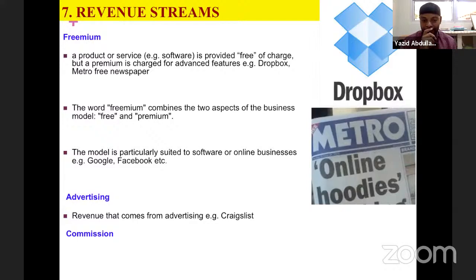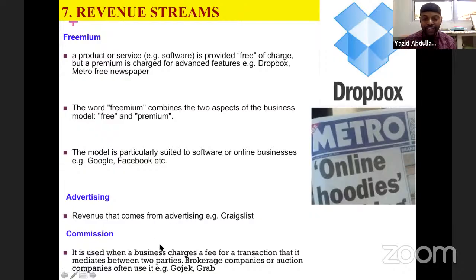And commission. Commission is also another way to make money. A company like eBay, for example, Gojek and Grab, they all use commission. So when you order a cab, a taxi from Grab or Gojek, Gojek gets a commission for every order. So you can see that as a startup, you have different ways in which you can make money.